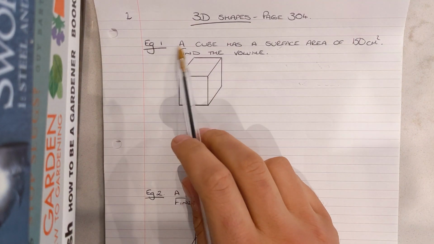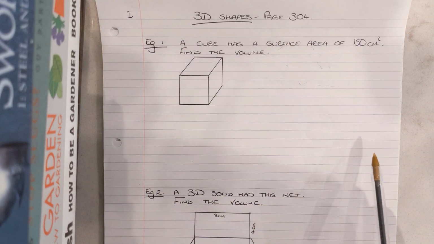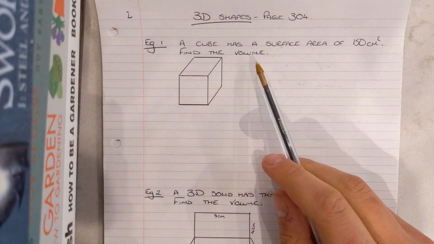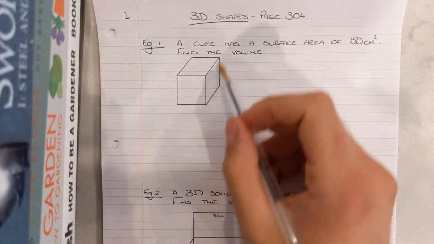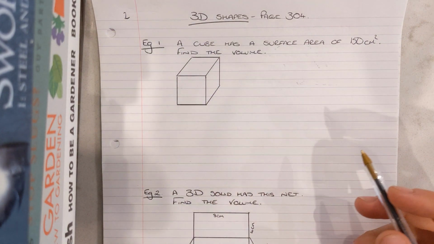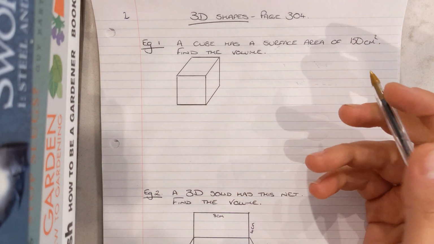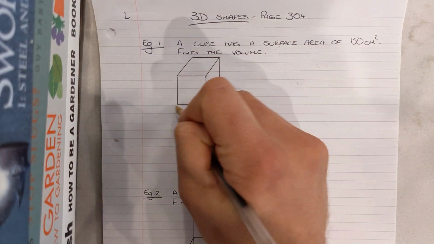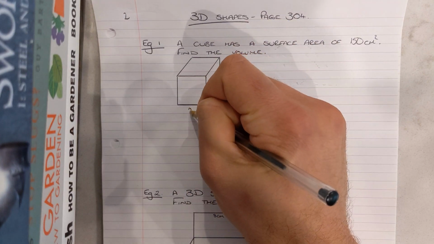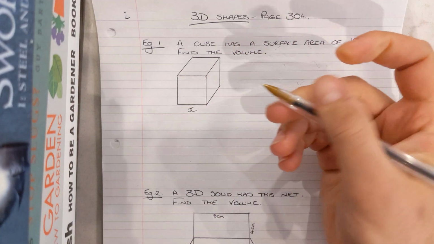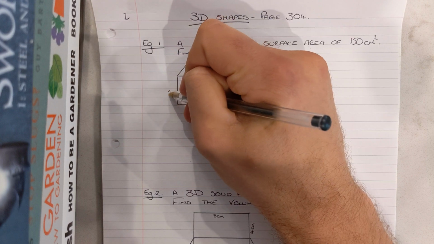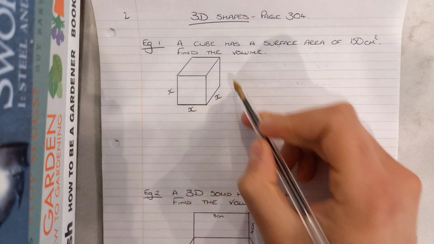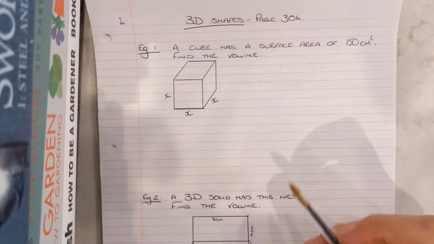So the first example says a cube has a surface area of 150 centimeters squared, and we're asked to find the volume. With all of these types of questions, I always try and find a nice algebraic approach to solving it. So if I let one of the side lengths of the cube be x, then hopefully you're happy at telling me that all of the side lengths must be x. So the base, the height, the length, all of them must be x.